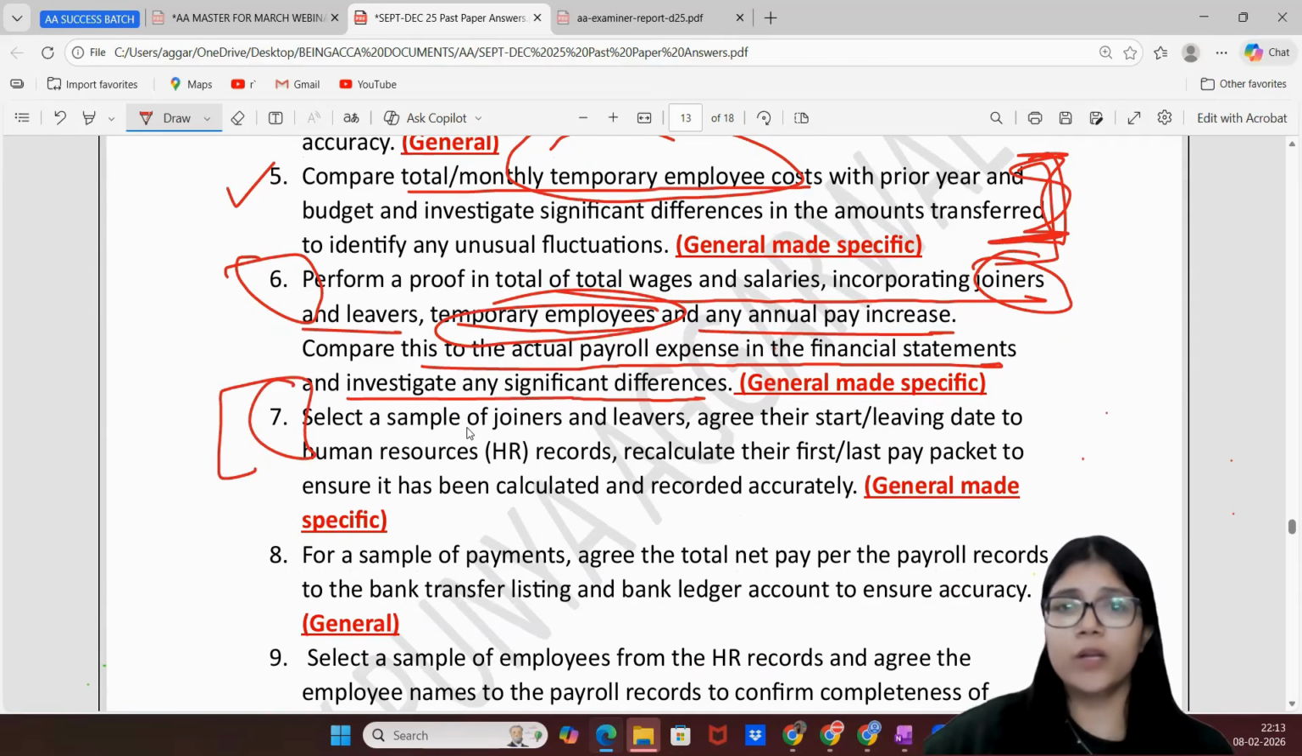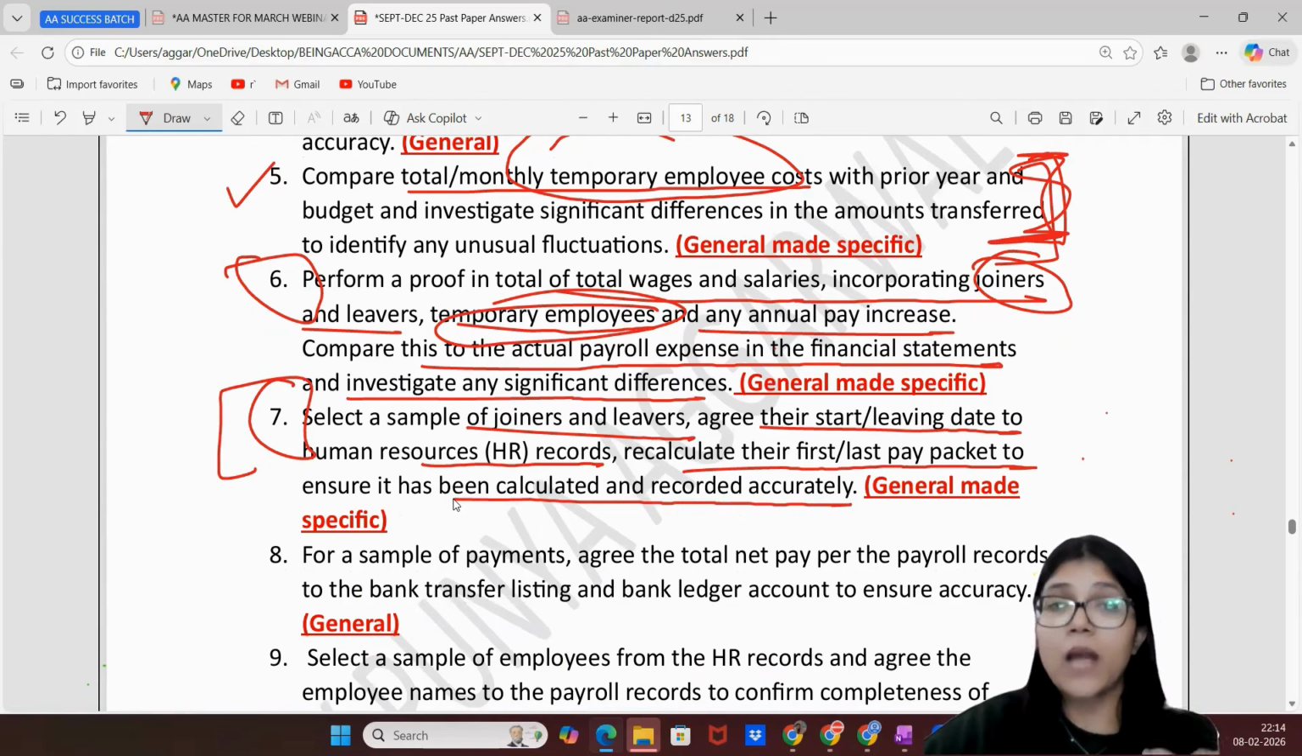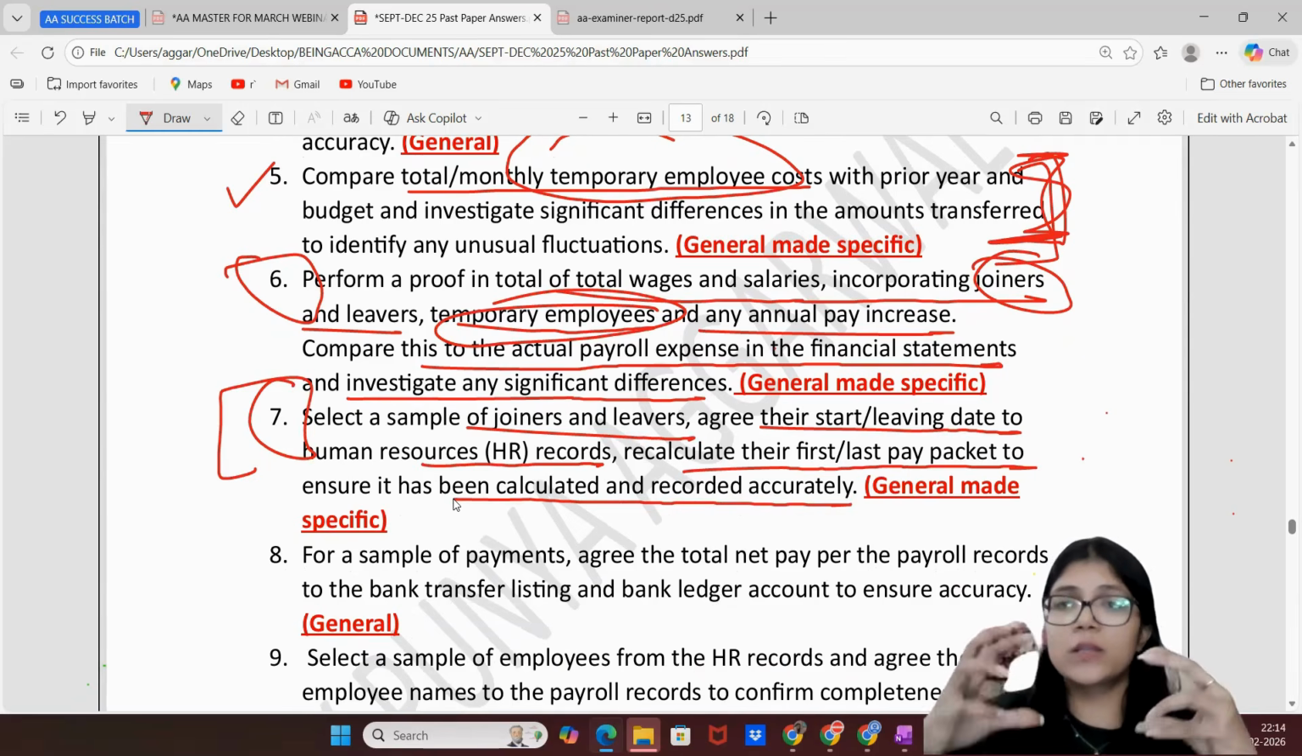Select a sample of joiners and leavers. Agree their start or leaving date to HR department records. Recalculate their first and last pay packet to ensure it has been calculated and recorded accurately or not. So I'm just checking that whatever amount I am giving to them, is it actually correct or not? Again, using the general procedure, making it case specific.